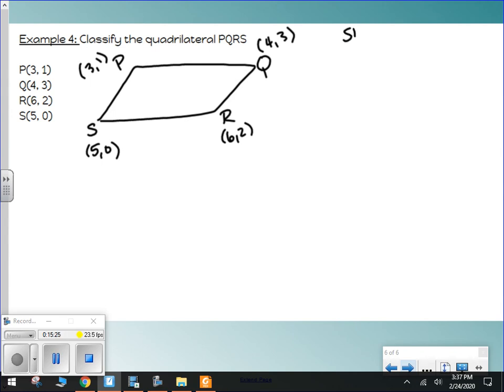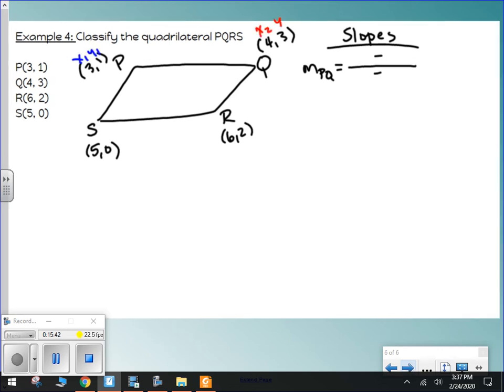This is my x1, y1. This is my x2, y2. Remember, it's y2 minus y1 over x2 minus x1. When I type that into my calculator, I get a slope of 2 over 1, or 2. Then I do the slope of SR.